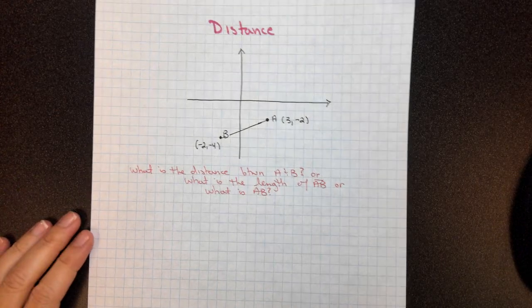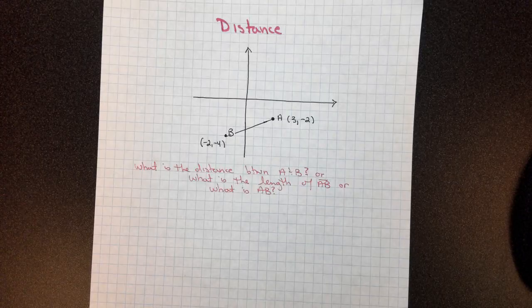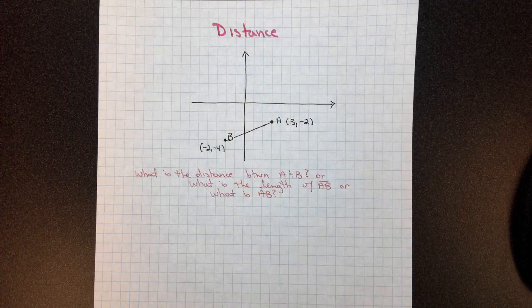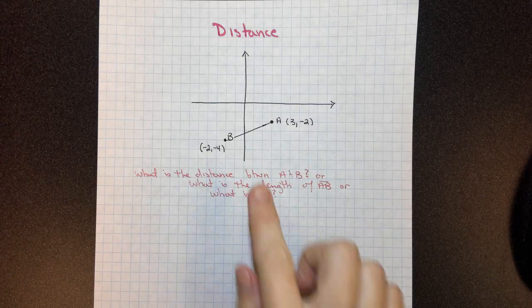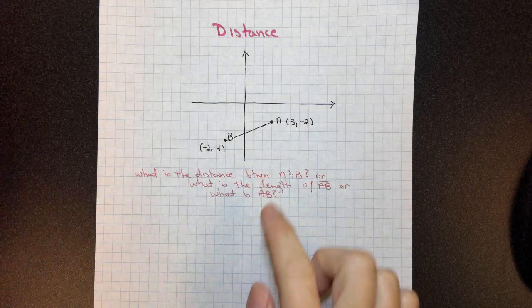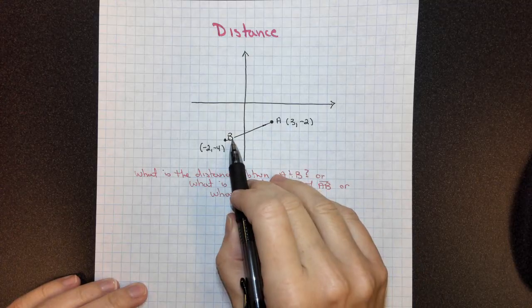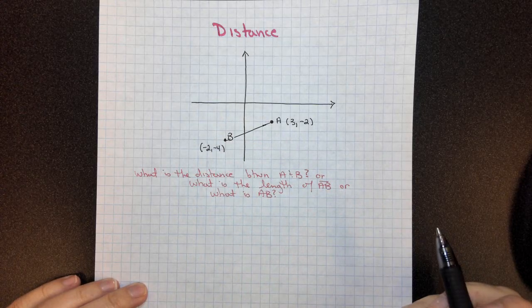We're going to do distance today, and we're going to compare it to the Pythagorean theorem. We start with the title on our journal, distance, and we're going to draw a small graph, maybe a quarter of your paper. We're going to plot points A at (3, -2) and B at (-2, -4).